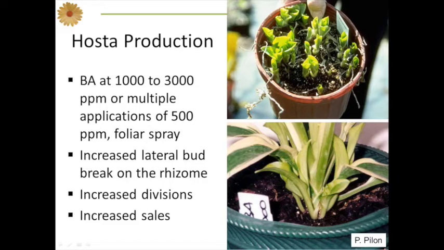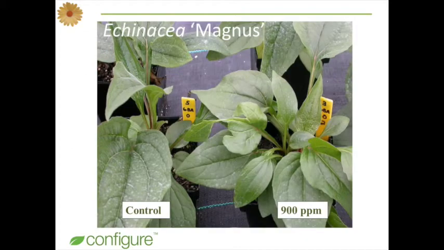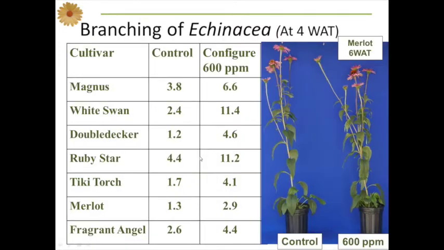This is a grower trial with BA. Excellent results, increase in branching from the rhizome. This is some work from Paul Pilon. Again, very nice breaks. We started looking at other perennials that may be responsive to BA, and one that we thought could really use some help with some basal branching and pot fill was echinacea, and we found excellent results and improved lateral branching with echinacea. We've looked at a lot of different cultivars, and a lot of other researchers have worked with other cultivars, and they are consistently responsive to Configure.